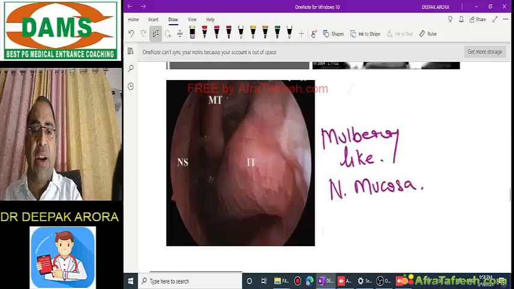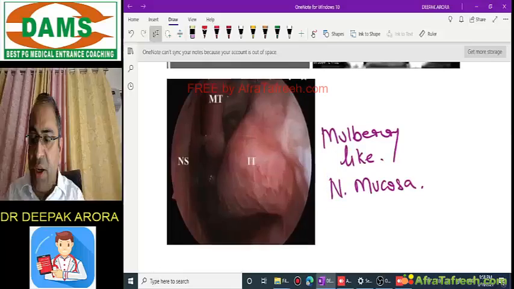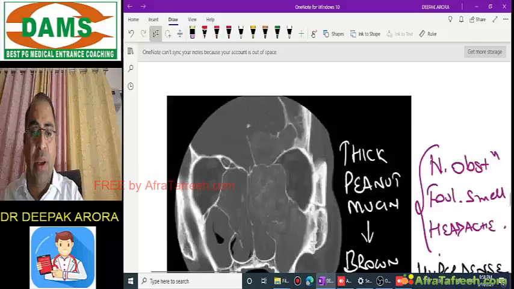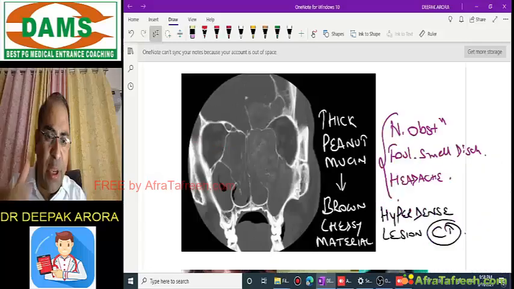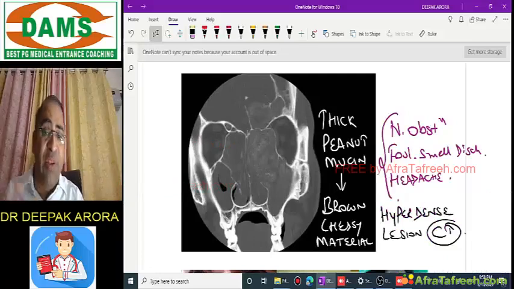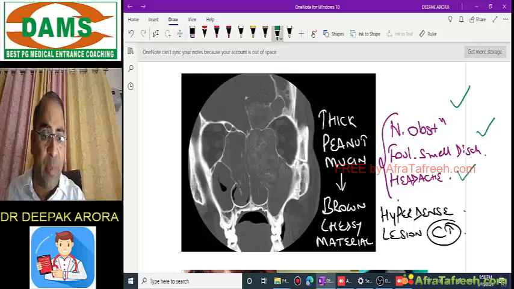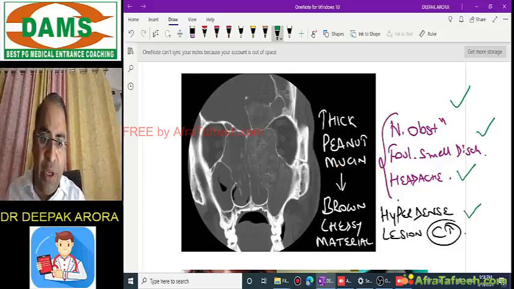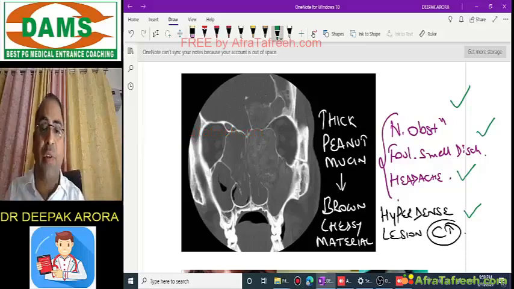Inferior turbinate hypertrophy: mulberry-like nasal mucosa. Important topic, worth remembering. Thick peanut mucus, mucin with brown cheesy material, nasal obstruction, foul smelling discharge, headache, hyperdense lesion on CT examination. Again, beta, close your eyes. Listen to the keywords: thick peanut mucin with brownish cheesy material, nasal obstruction, foul smelling discharge, headache, neurological symptoms, hyperdense lesion on CT. Nothing but allergic fungal sinusitis.